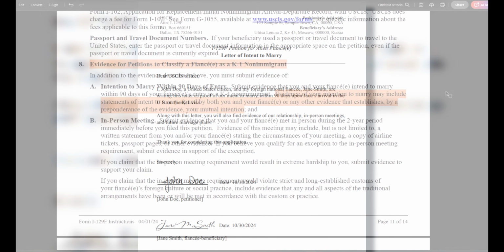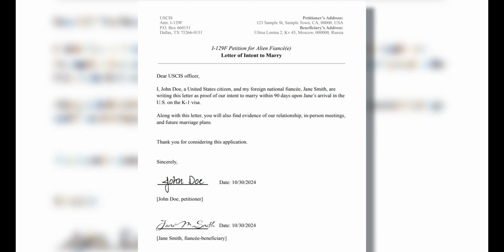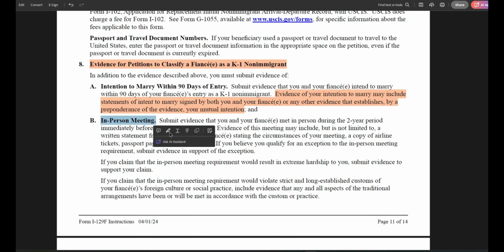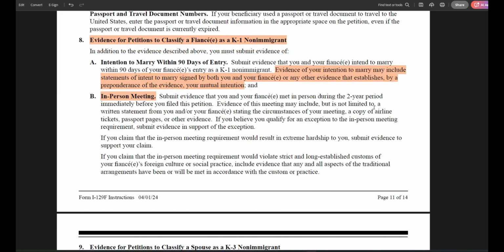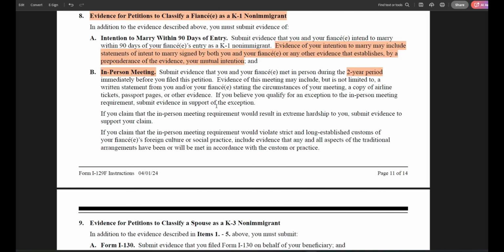I will post some resources in the description box of this video, as well as on the screen some samples of what it may look like. You will also need to provide evidence of your in-person meeting in the 2-year period before you filed this petition, such as photographs, any airline tickets, passport pages, other evidence, maybe travel itineraries, affidavits from people that saw you there, showing that you indeed qualify for this petition.